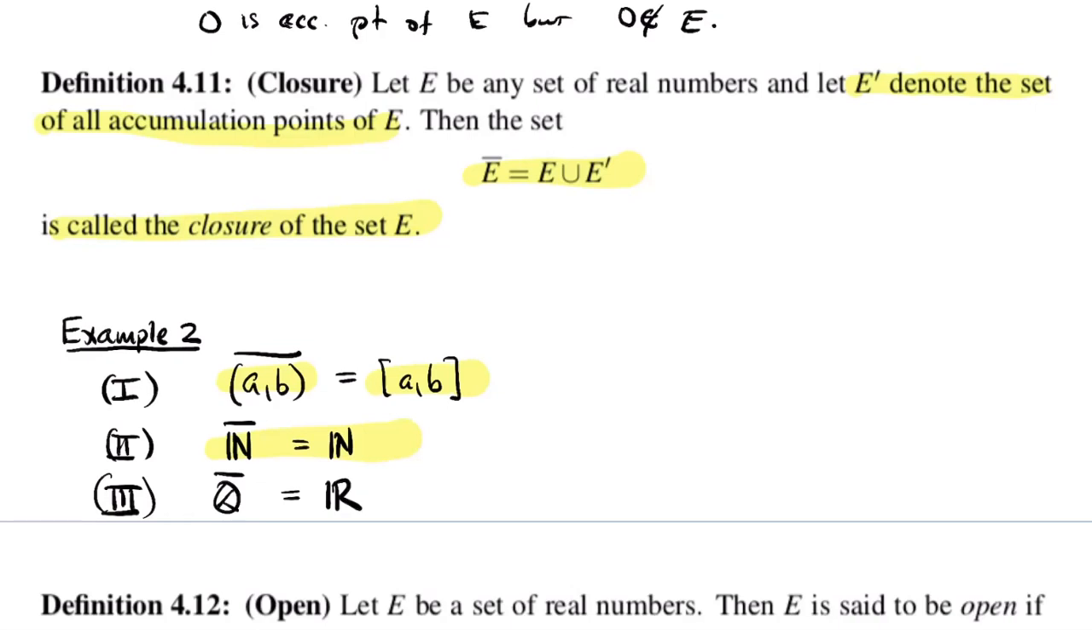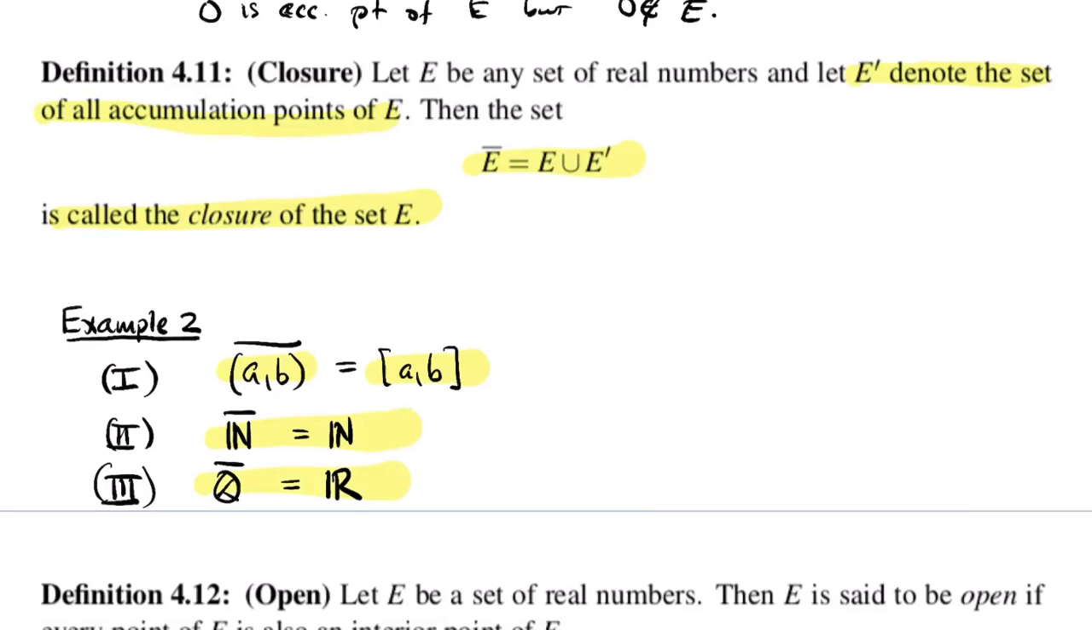So notice in all three examples that the closures there are closed sets. Okay, it's not an accident. You're going to think about that in one of your homework problems.